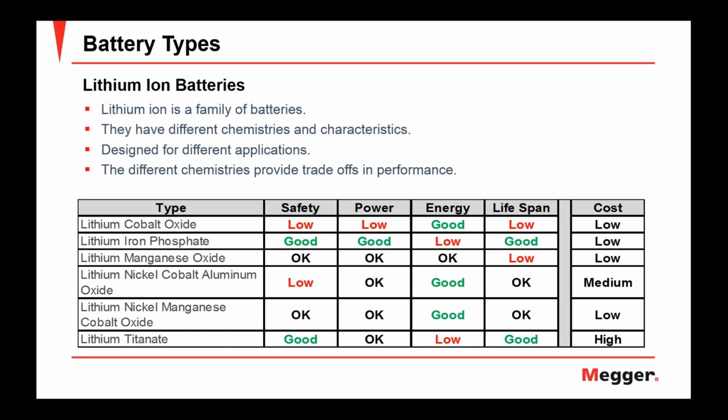Lithium-ion batteries. Now, lithium-ion batteries, this is actually a family of batteries. It's all different chemistries, and they have different characteristics. They are designed for different applications, and different chemistries will give you different trade-offs. So really, you want to look at your application and make sure you choose the proper battery for that application.